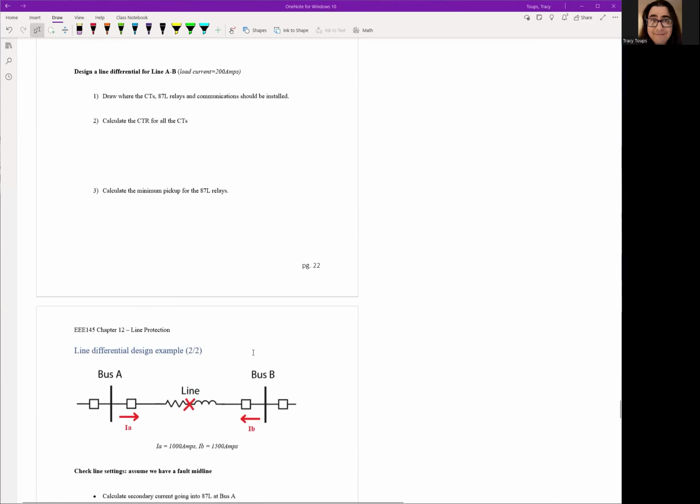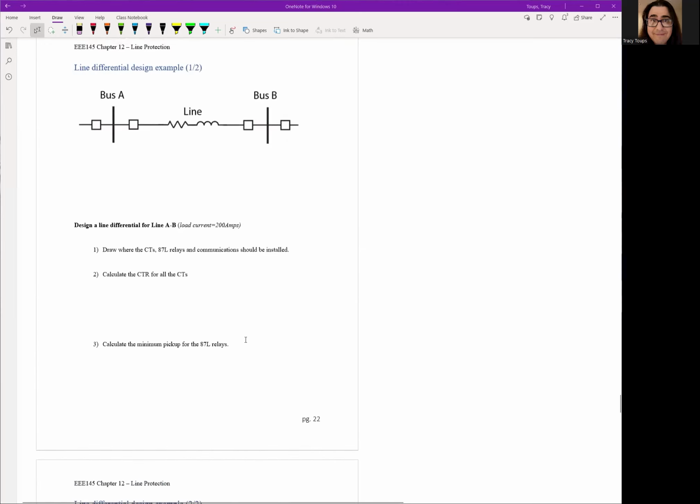Okay. And one thing maybe I should remind you of: remember the minimum pickup value is in secondary amps. So you will have to go through your CT ratio to figure out that current. And this pickup current should be a few amps, not like 100 or 200 amps. So just don't forget, you have to go through the CT ratio to get the actual secondary current the relay sees.